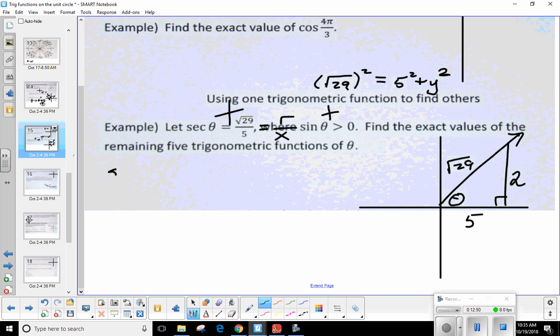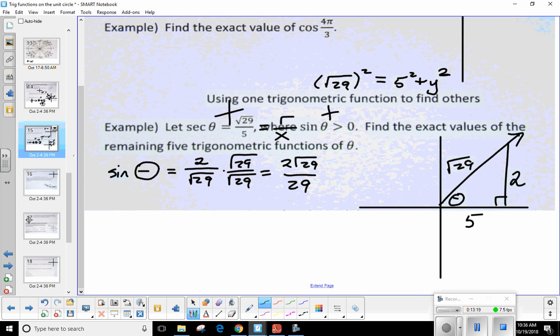What would sine of theta be? Let's say, remember, that's y over r, right? So I heard 2 over square root of 29. But we can rationalize that pretty quickly. Square root of 29, square root of 29. So it looks like 2 square root of 29 over 29. Okay. And now let's move on to the next one.